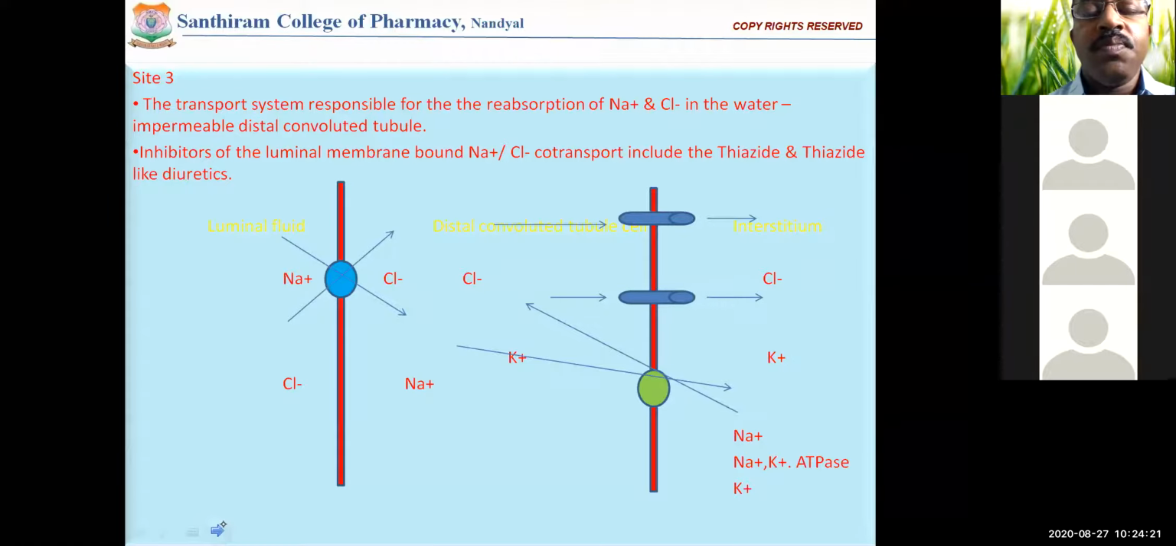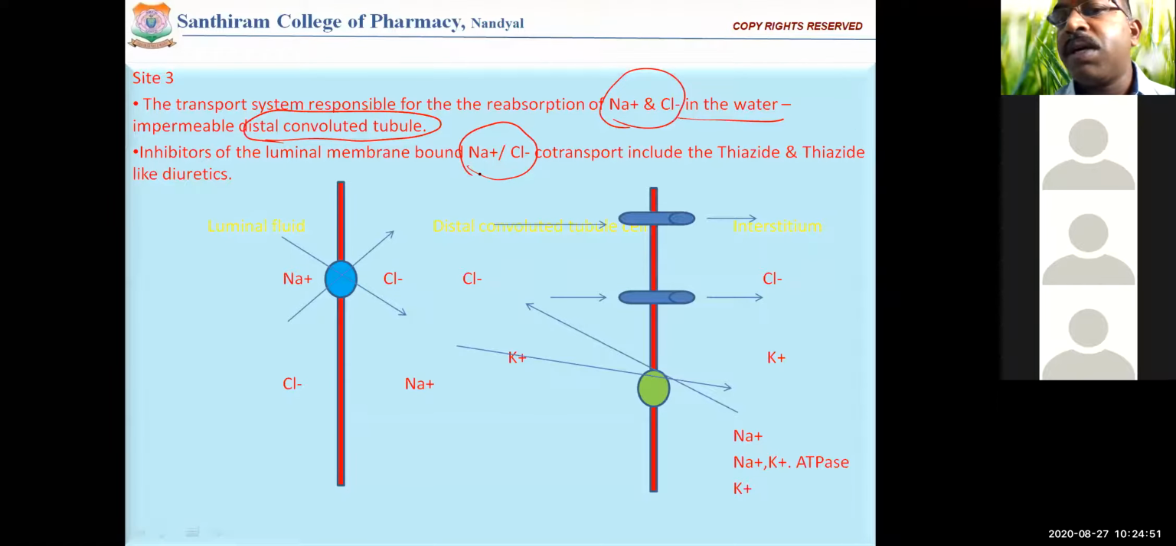And then site 3, what it does is the transport system responsible for the reabsorption of Na plus and Cl minus in the water impermeable distal convoluted tubule. So, first one was in the proximal tubule, second one was the ascending tubule, and now it is the distal convoluted tubule, site 3, which is responsible for the reabsorption process.